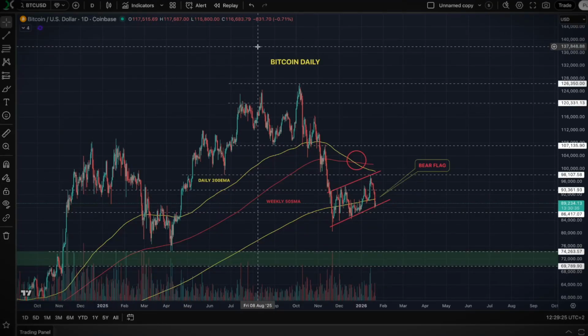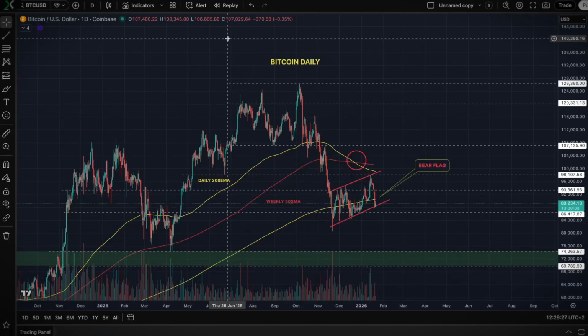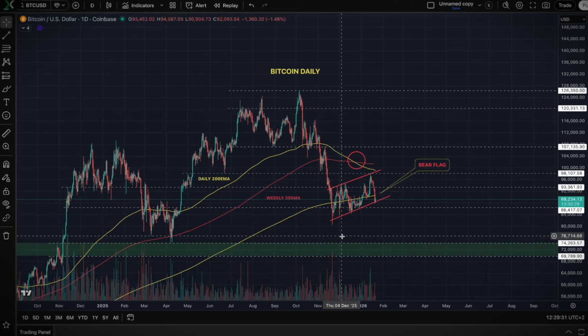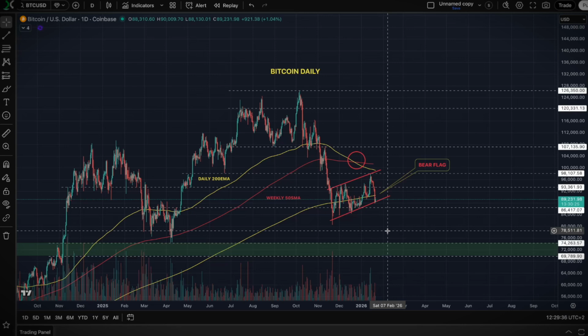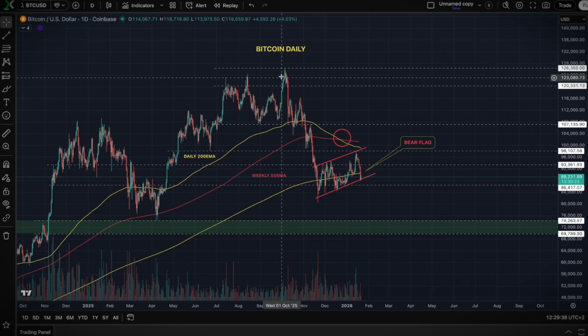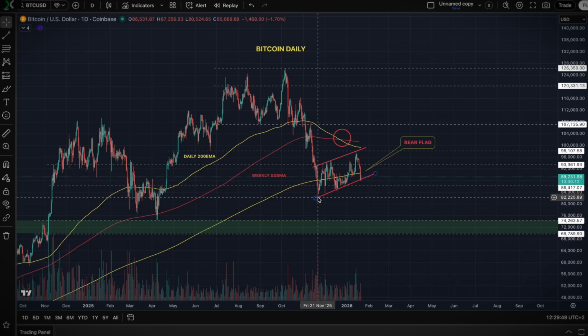Hi everyone, we're going to take a look at the daily chart for Bitcoin today, and specifically have a look at this bear flag, but also the overarching bearish premise at present. So firstly, this is the all-time high at around 125k, and since October we've been moving down quite strongly. We bottomed out at around 82k, and then we've been in this bear flag.